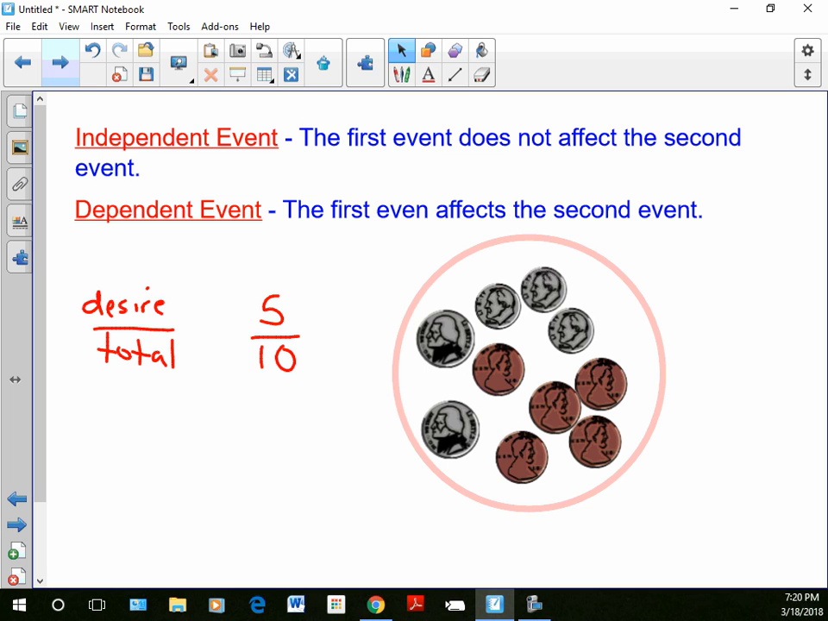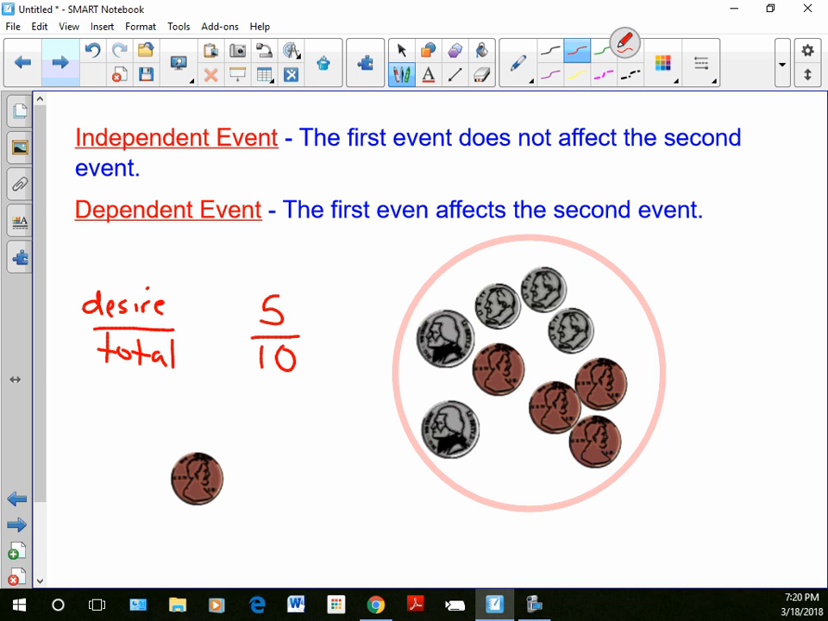Now, I pull the penny out of the bag. If I asked you what's your chance of pulling a penny again for a second event out of the bag, what would you say your chances are? Well, how many things are in the bag now? There's 2 nickels, 3 dimes, 4 pennies.